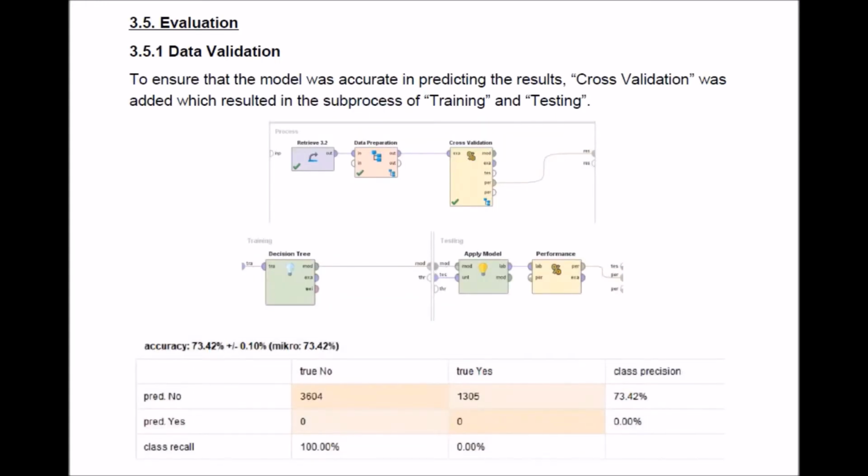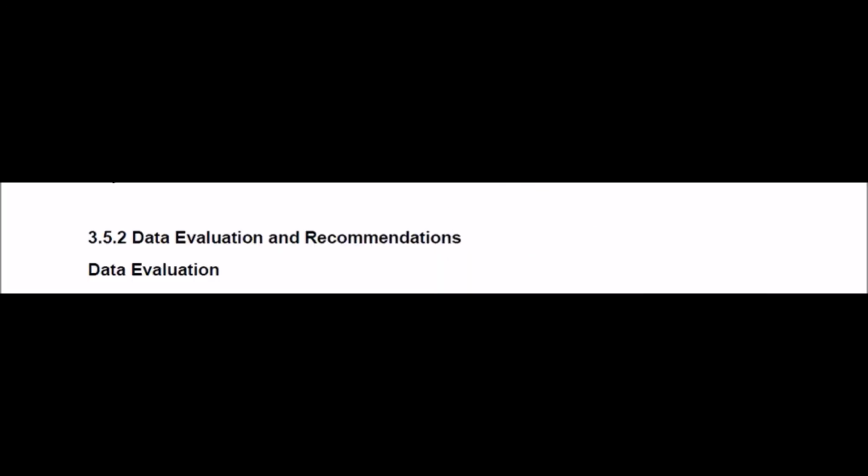Next, for data validation, to ensure that the model was accurate in predicting the results, cross-validation was added, which resulted in the sub-process of training and testing. The model has accurately predicted 73.42% of the results, with plus minus 0.1% being the standard deviation. The model was able to recall 100% of the customers who had stayed, or 3,604 out of the 3,604 cases.